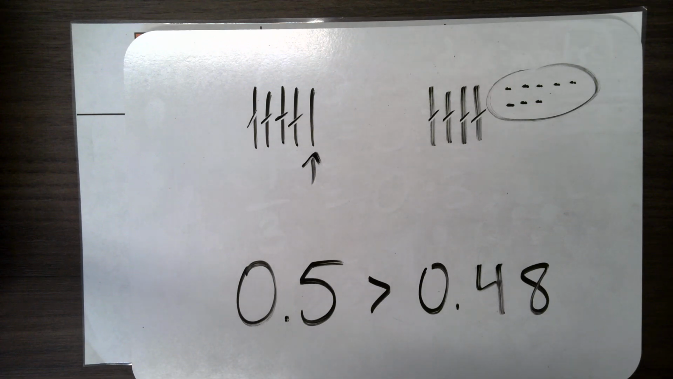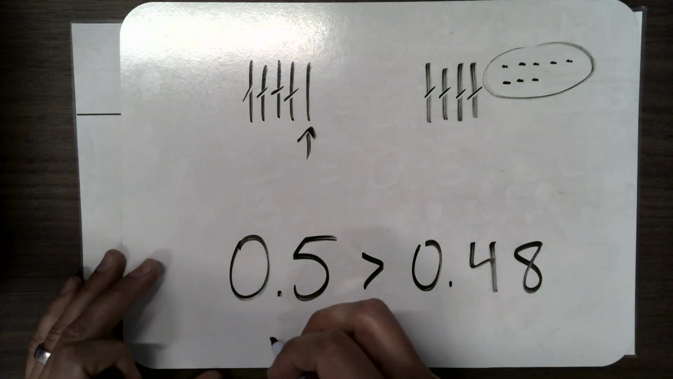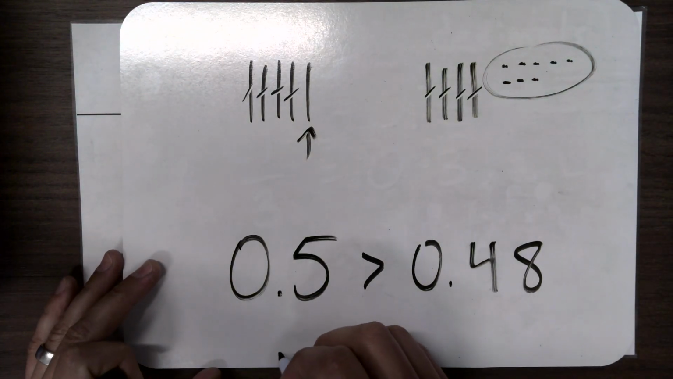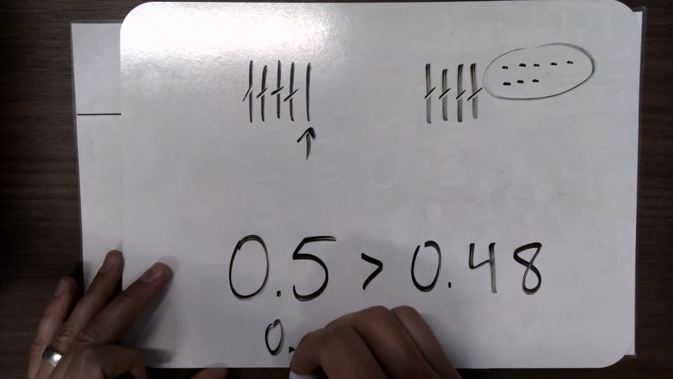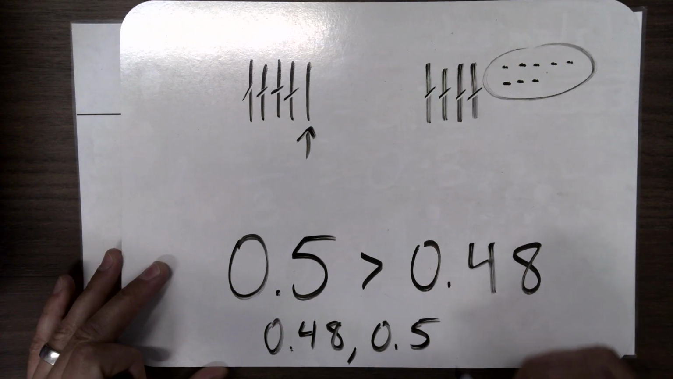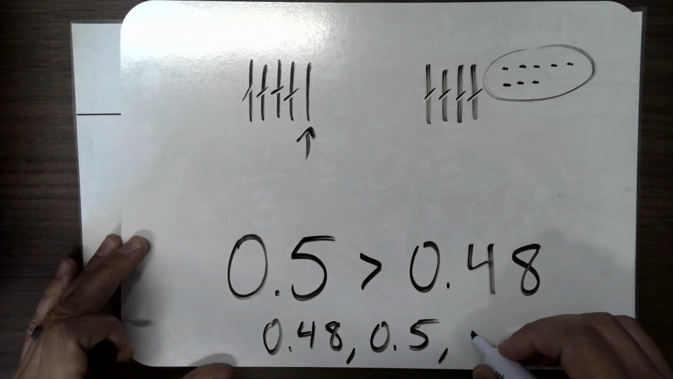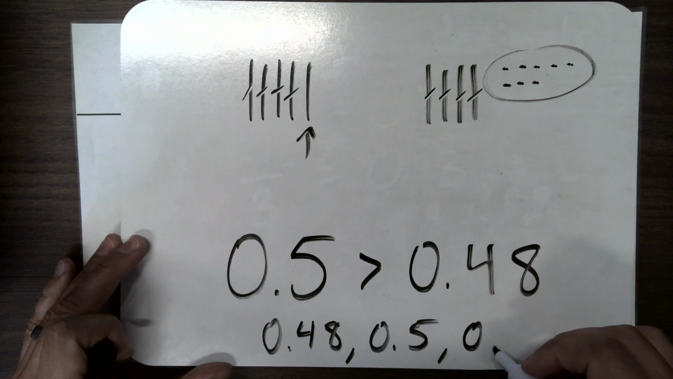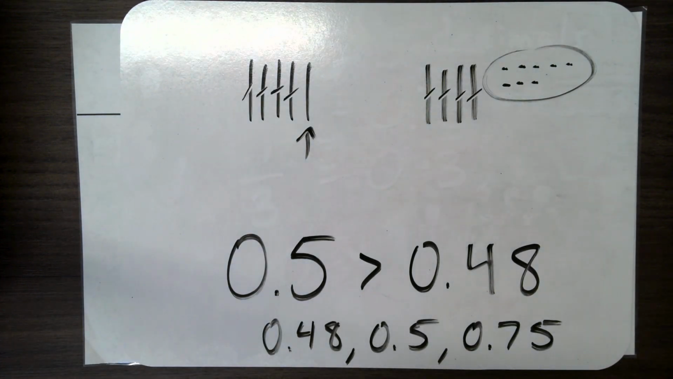And then if we were going to order, if we have multiple, if we're going to order these from, we'll say, least to greatest, our order would be 48/100, 5/10. And again, if we're ordering, we usually have more, so we'll just throw in, let's say, 75/100. So for ordering, it's just a comma separated list.